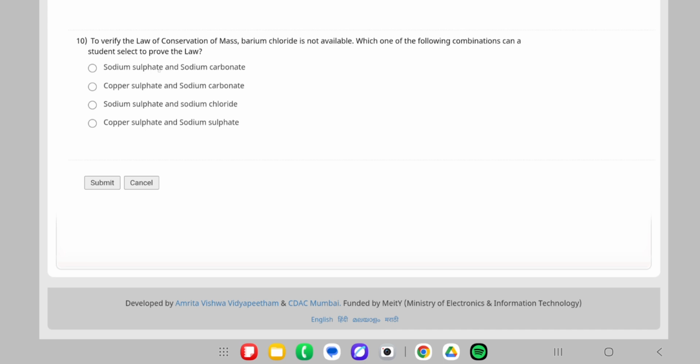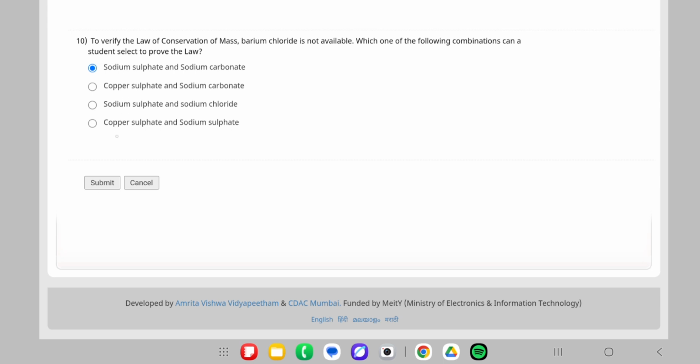And the last one is, to verify the law of conservation of mass, barium chloride is not available. Which of the following combinations can a student select to prove the law? So what they can do is take sodium sulfate or copper, any kind of sulfate, along with sodium sulfate, copper sulfate. See, in the first one, both are sodium salts, so it cannot be used. In the third one, both are once again sodium salts, so it cannot be used.